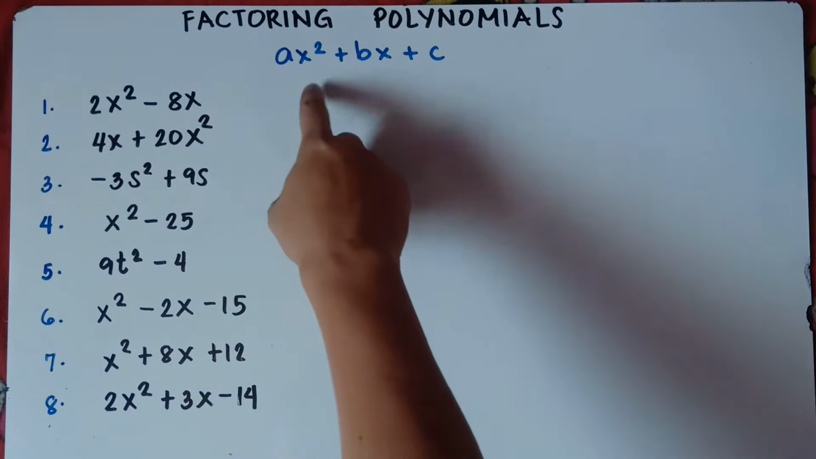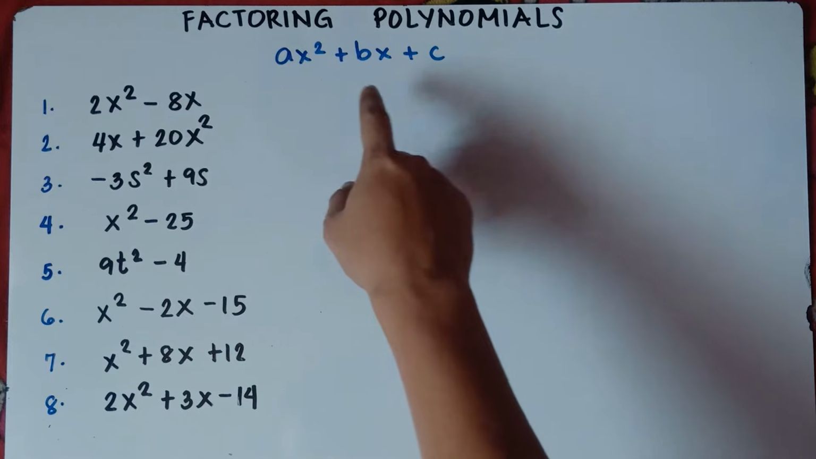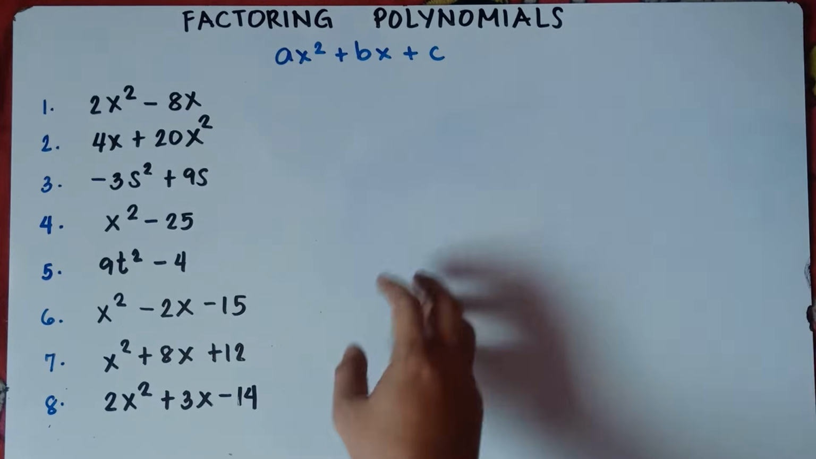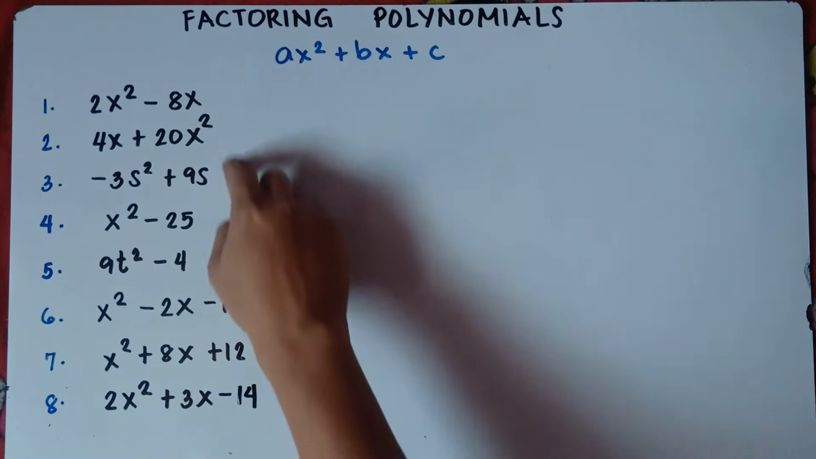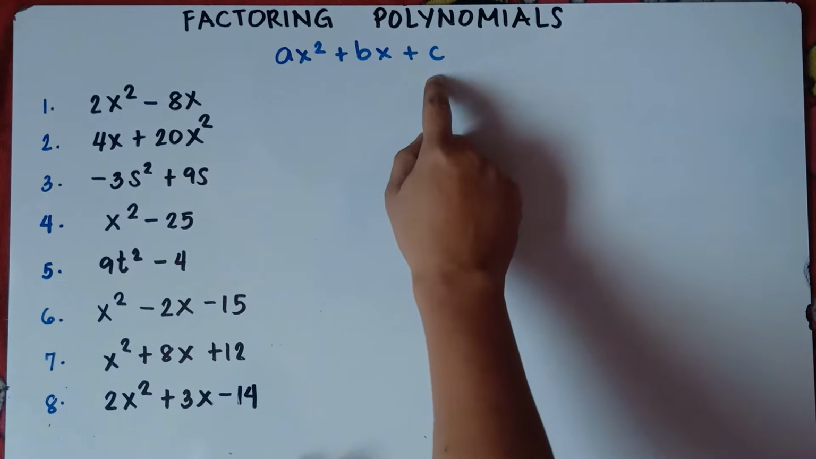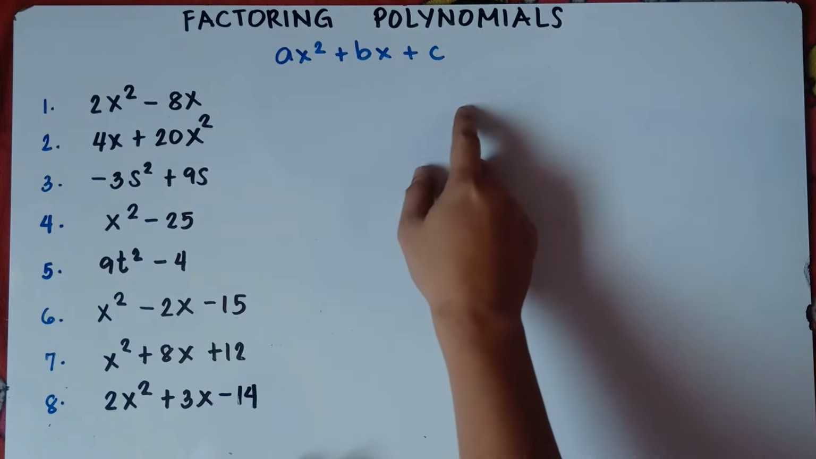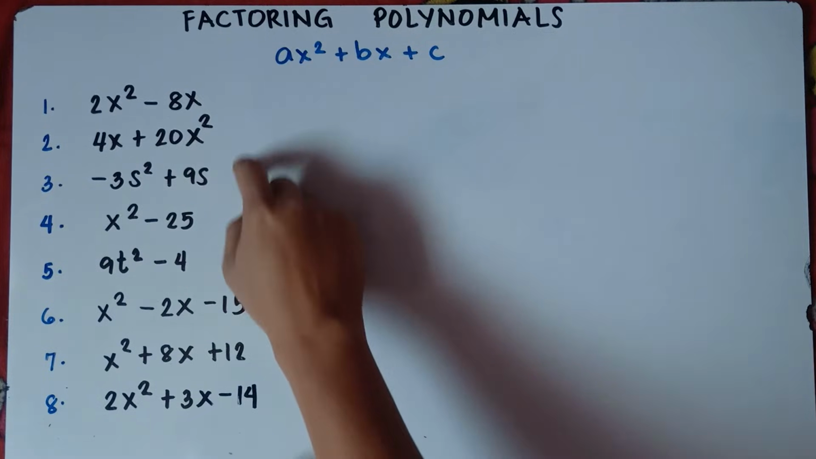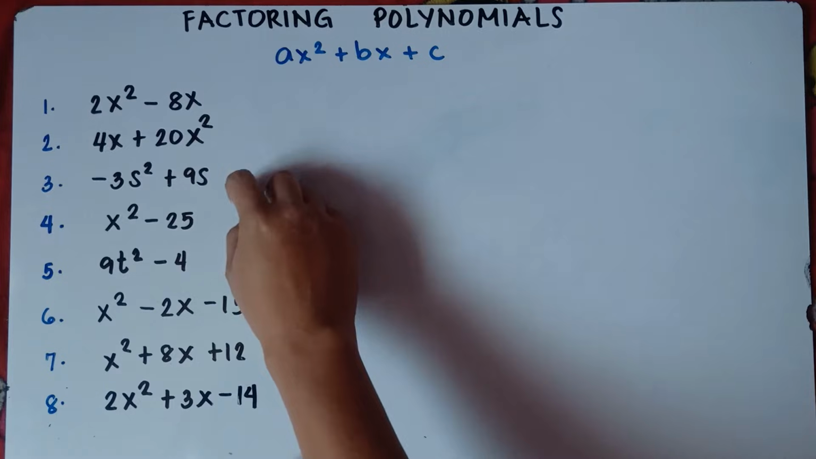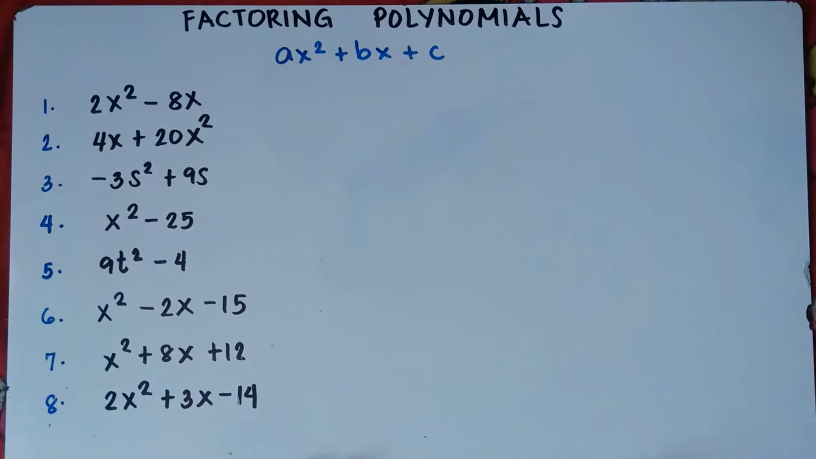Alright, so this will be the quadratic equation. If you still remember, ax squared plus bx plus c. For numbers 1, 2, and 3, you don't have the value of c. The c class is the number alone without the variable, without any letter. So if you don't have the value of c, you can simply factor 1, 2, and 3 by finding the GCF. Alright, so let's try number 1.